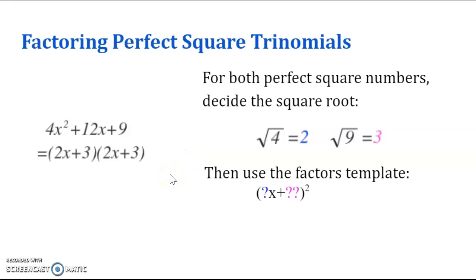And then use the factor as a template. So 2x goes there, and then 3 goes here. And whether it's going to be positive or negative depends on the middle term. Is the middle term positive, or is the middle term negative? If this was negative 12x, then this will be 2x minus 3 all squared.